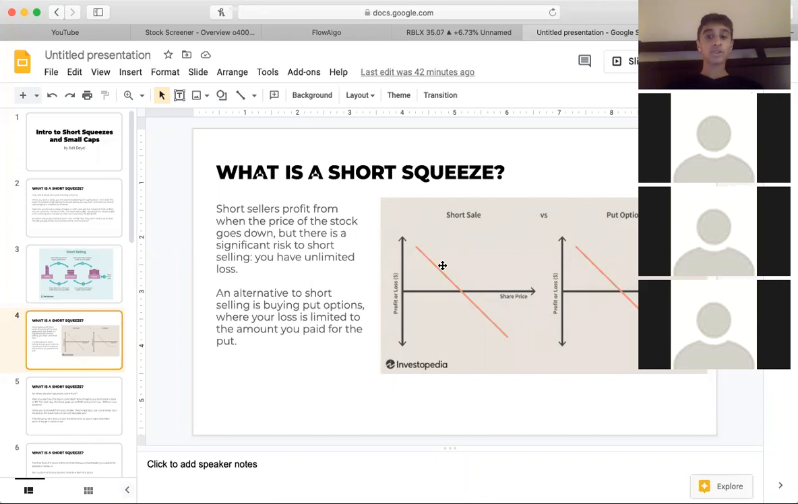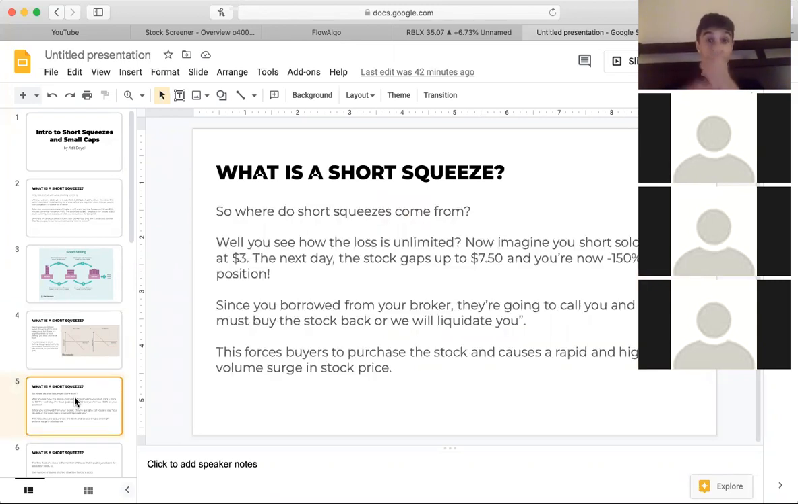So a lot of people tend to short a stock hoping, or just making sure, that their risk is managed. But a lot of times this can get out of hand. And this is where a short squeeze comes in, right? The loss is unlimited. Now imagine you short sold a stock at $3 and the next day it opens at $7.50. So what are you going to do?